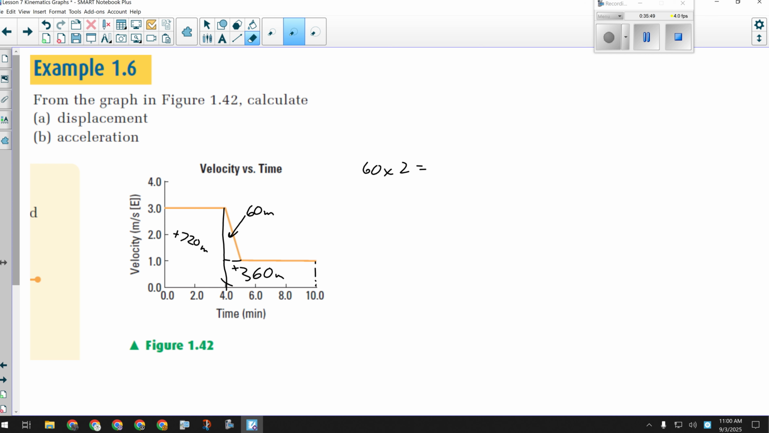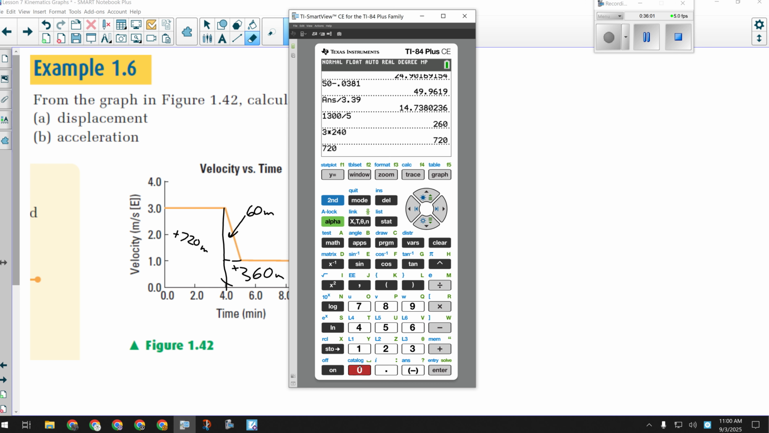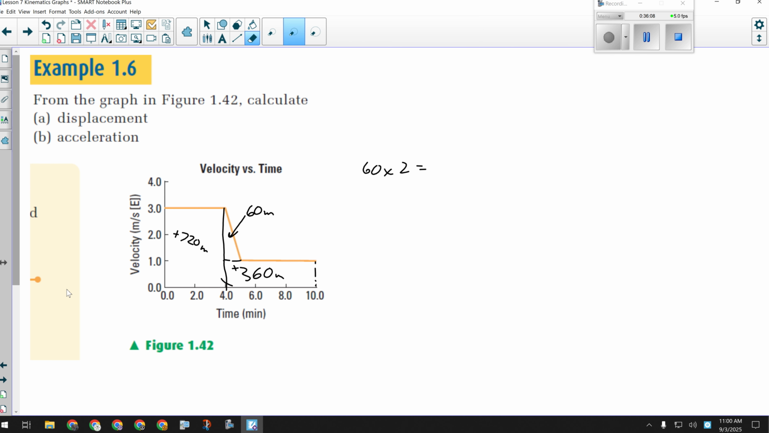What do I do with those 3 numbers? Megan, what do I do with them? Add them up, right? This is just 3 things I got to add together. So 720 plus 360 plus 60. So 1140 meters would be our total displacement for this, and it would be positive. Everybody with me there? Is that ringing a bell from last year? I would have absolutely given you a graph just like that.